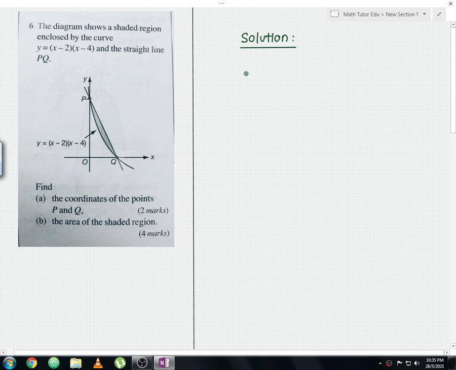Now I'll be discussing Form 5 Additional Mathematics Chapter 3 Integration Long Question Example 2.